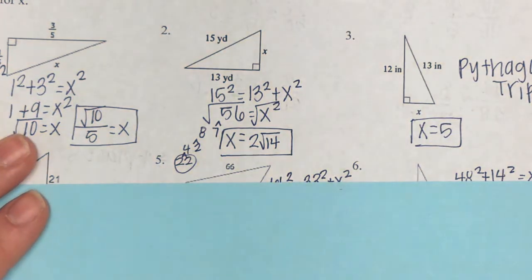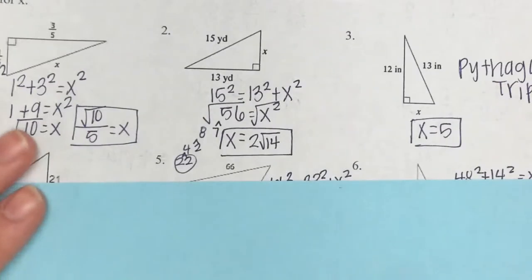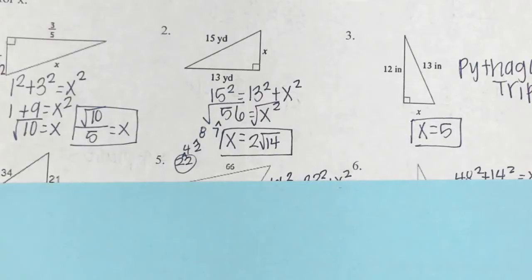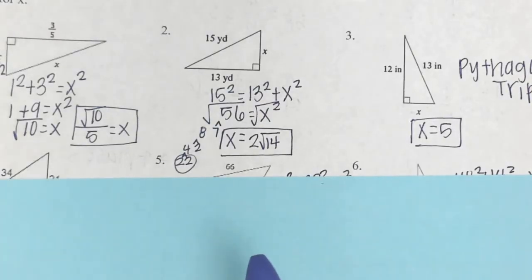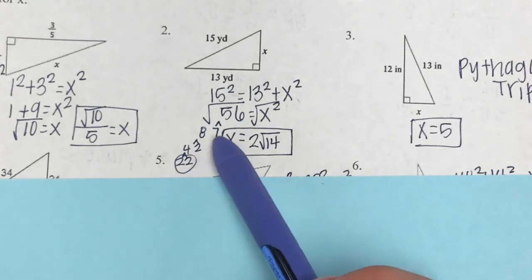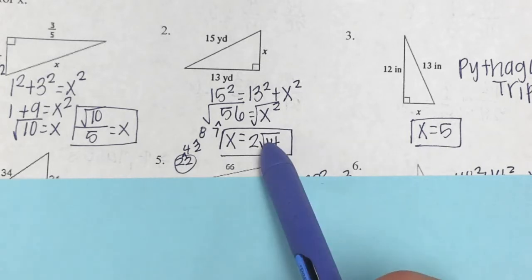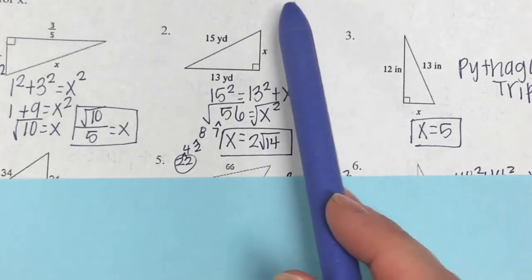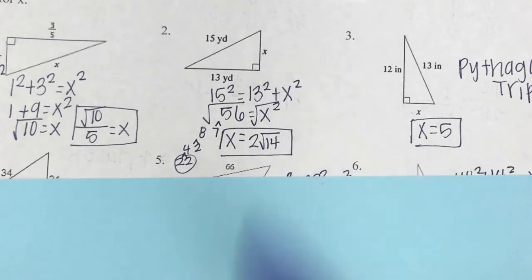So you have the square root of 56, and then I broke it down. You have 8 and 7. 8 breaks down to 4 and 2. 4 can break down even further to 2 and 2. So you can circle your 2's. However, 2 and 7 are left at home, so 2 times 7 is 14, and your 2 comes outside. So this x has to be 2 square root of 14.